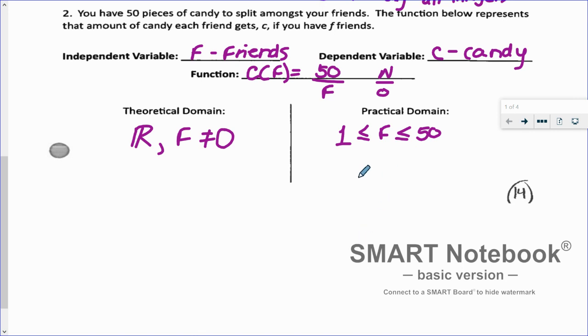I didn't do X. And if, again, you want to say that F has to be an integer, because nobody has half of a friend, technically, you could add that in as well, just to add that little stipulation that friends can only be a whole number or an integer.